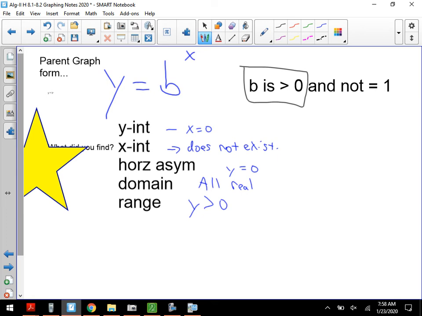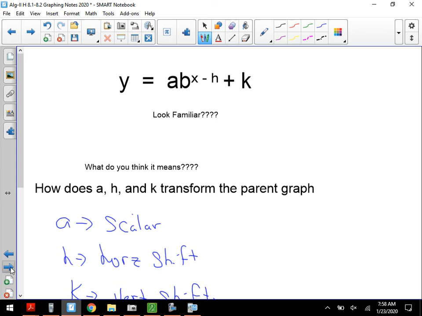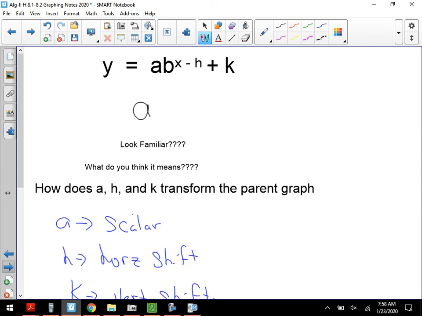So with every parent function, what do you think comes along with it then? Or a shift? A kid function, correct. So that's what we're going to wind up doing next. Let me see if I can write this a little bit cleaner. It's a times b to the x minus h plus k. It's your h and k, your horizontal and your vertical.